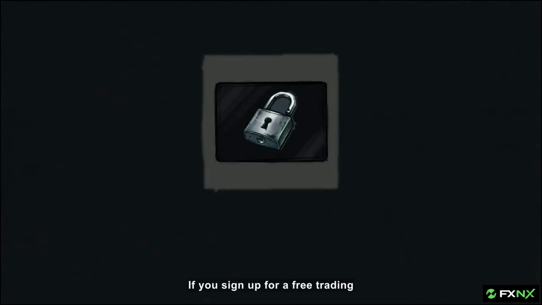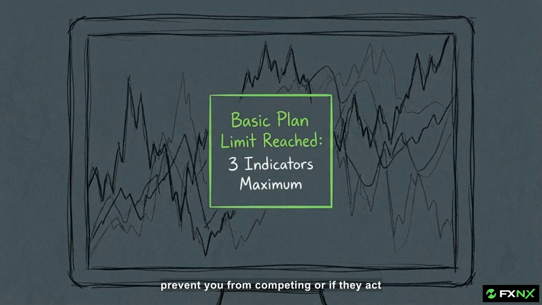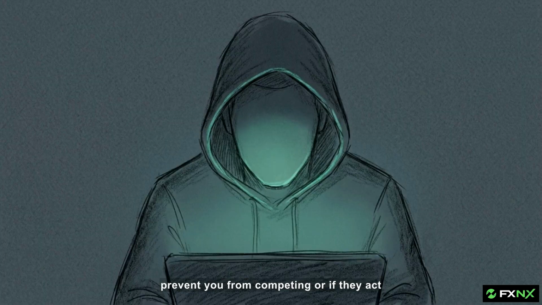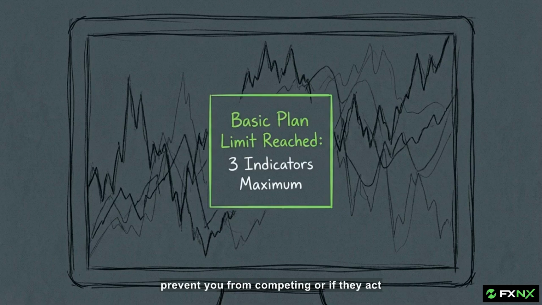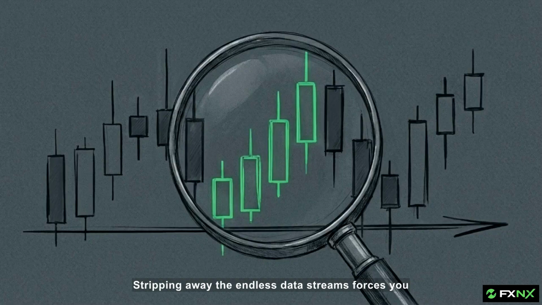If you sign up for a free TradingView Basic plan, you face strict constraints: a maximum of 3 indicators per chart, a single saved layout, and occasional ads. We need to evaluate whether these limits actually prevent you from competing, or if they act as a forced discipline mechanism that ultimately improves your return on investment. Stripping away the endless data streams forces you to stop relying on software shortcuts and actually learn foundational market mechanics.